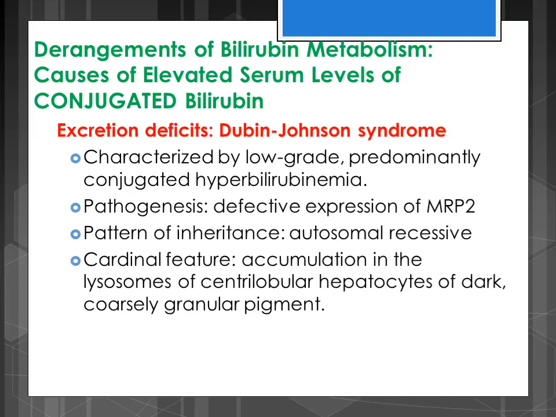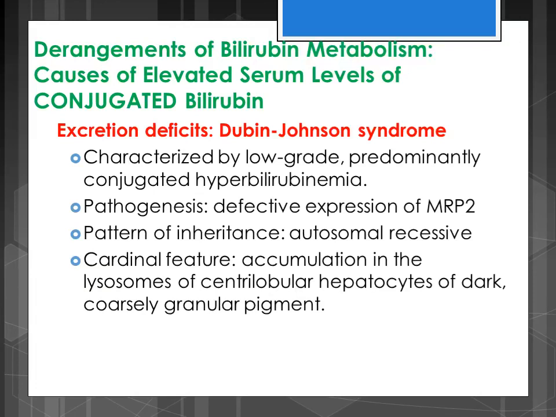Okay, first we have the Dubin-Johnson syndrome. The Dubin-Johnson syndrome is characterized by a low-grade, predominantly conjugated hyperbilirubinemia. Okay, low-grade siya, hindi siya sobrang taas. Conjugated, a high level of bilirubin caused by the conjugated form, not the unconjugated one. So, pathogenesis, defective expression of MRP2, and the pattern of inheritance is autosomal recessive.